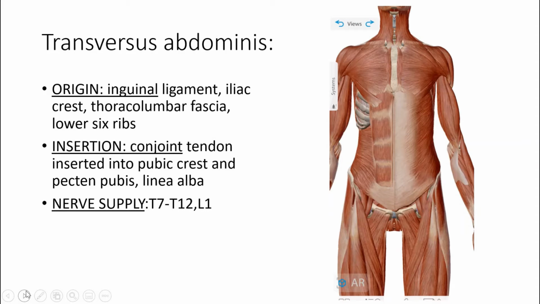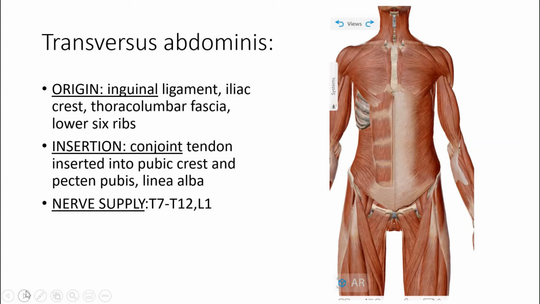So now let's move on to the transverse abdominis muscle. This is the deepest muscle. So the external oblique lies superficially or anteriorly, in the middle is internal oblique, and the deeper structure is the transverse abdominis muscle.